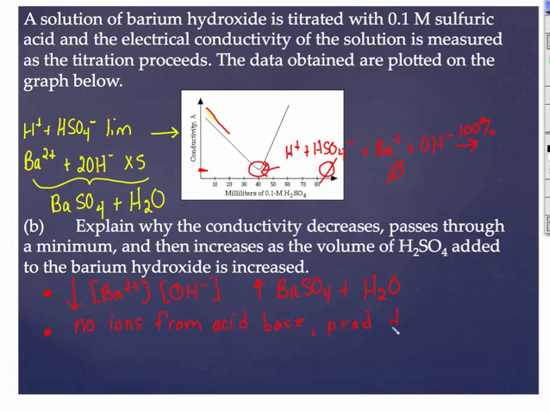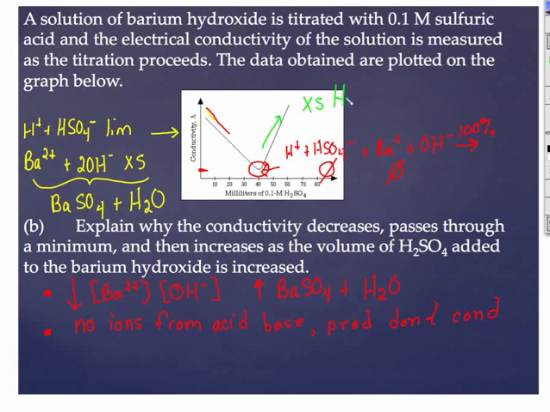And our products don't conduct. Okay? So that's why it reaches a minimum. Now let's look at the upswing. After the equivalence point, what do we have?